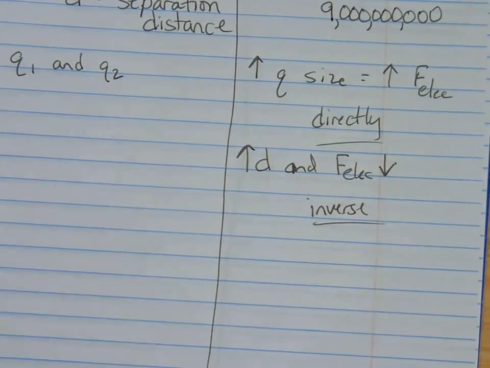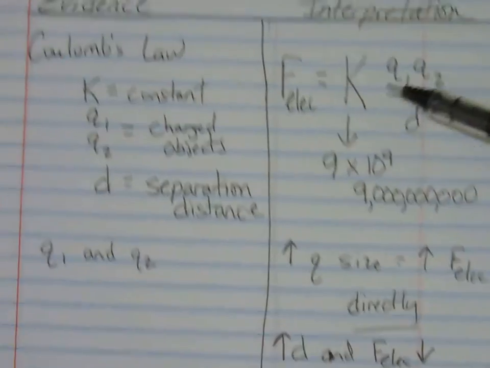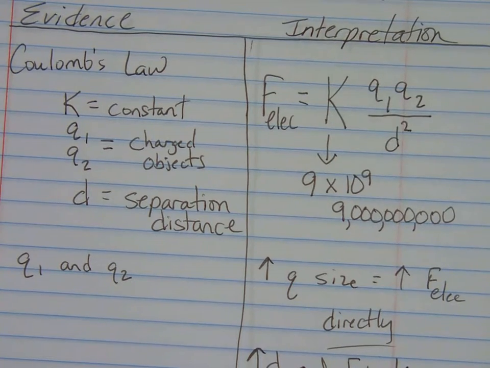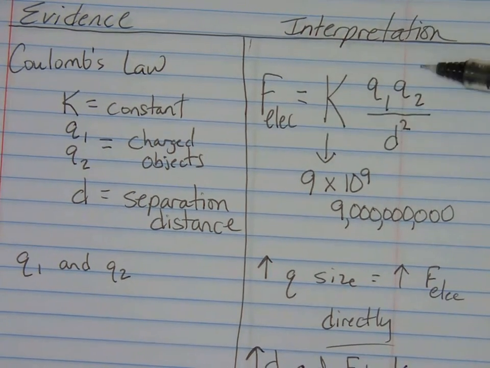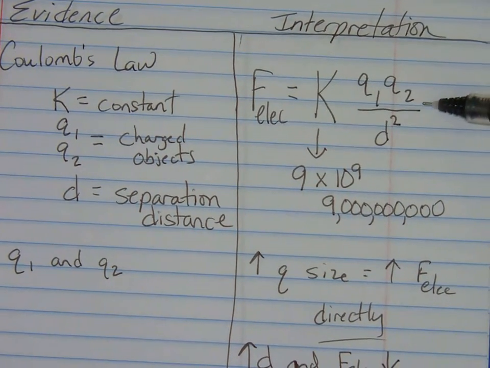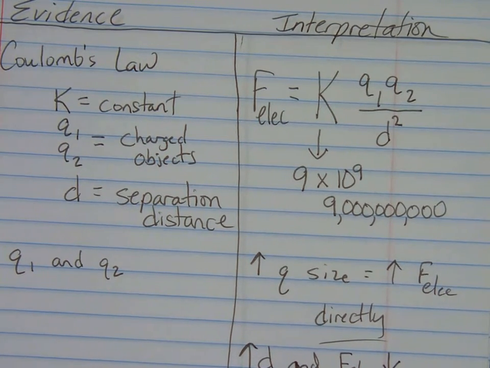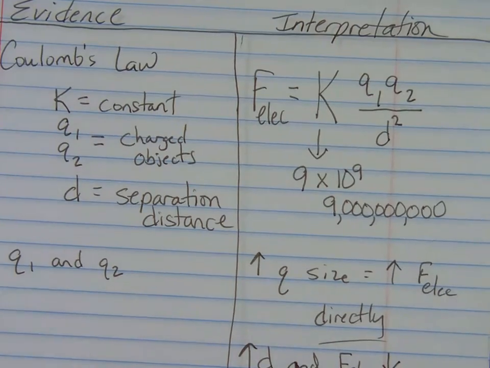All right, so Coulomb's law in words just says, we've got this constant, and in order to figure out this electrical force, we multiply the two charged objects together, and we divide it by their separation distance squared. That's what Coulomb's law does.